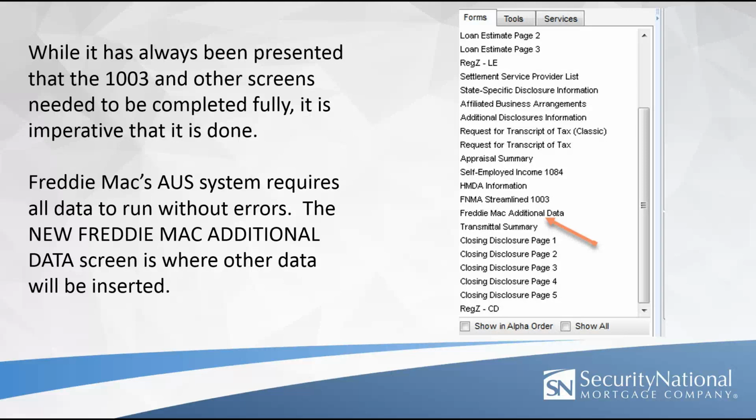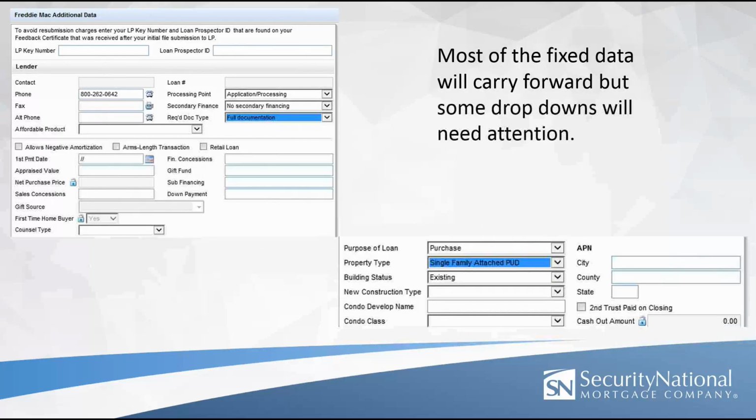One of the areas that they've added is the Freddie Mac additional data screen. You'll find it in the forms. You may need to show all, but it'll list as Freddie Mac additional data, and you can complete all of the necessary things.